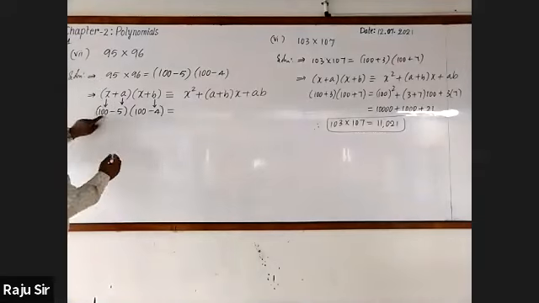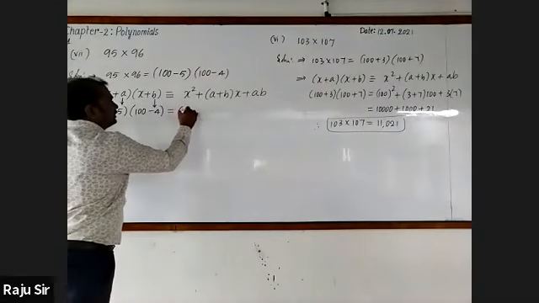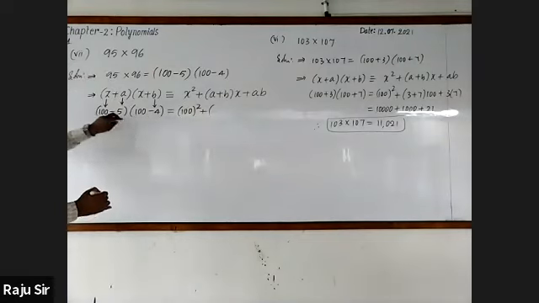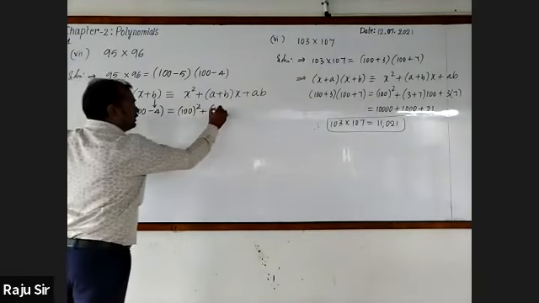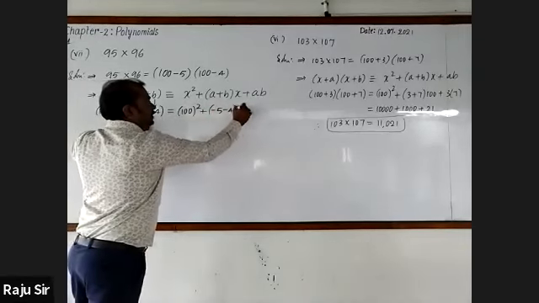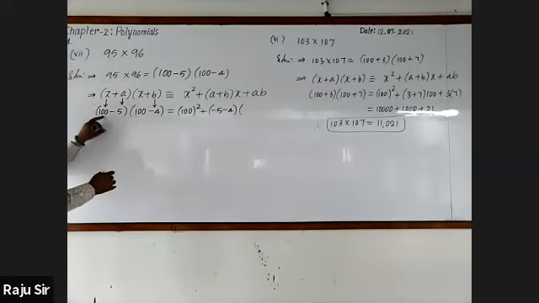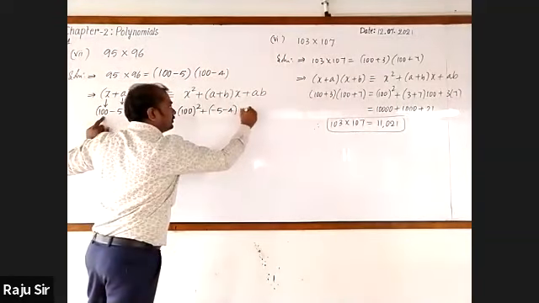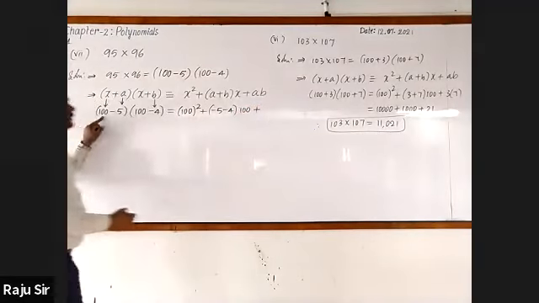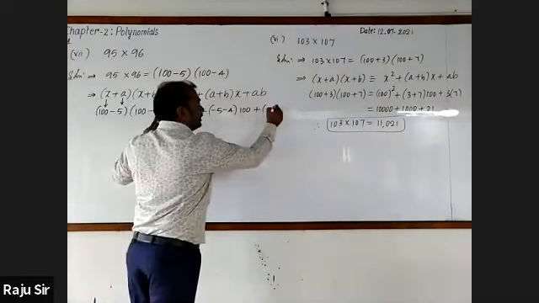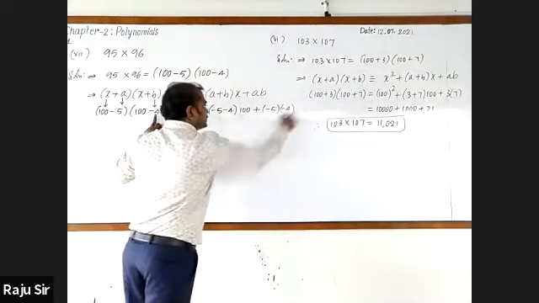So substitute 100 in place of x. This is 100 whole square plus a plus b, where a is minus 5 and b is minus 4, into x, x is 100, plus ab, minus 5 into minus 4.